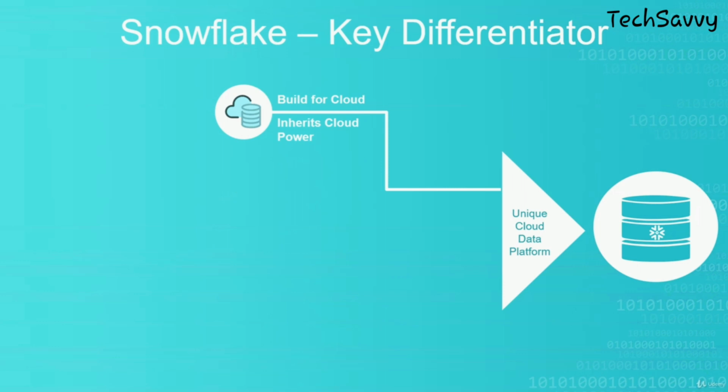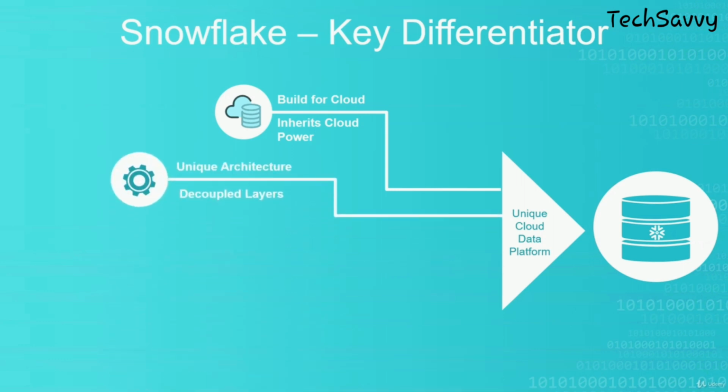So the number one thing which makes Snowflake a really scalable platform is that it is built only for cloud, and that is why it inherits all the cloud power. So all the scalability, elasticity, and unlimited storage it inherits from cloud.